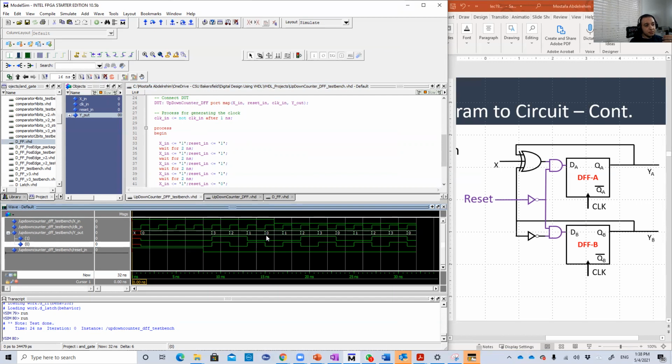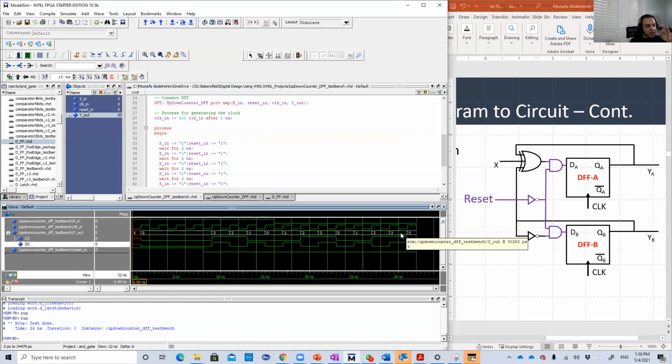Now X has been reduced to 0, and this is the first clock edge in which X was 0, and the current output was 0. So we're going to increment, so it's going to be 1. Then the second clock edge comes, 2, 3, reset, 1, 2, 3, reset, and so on.